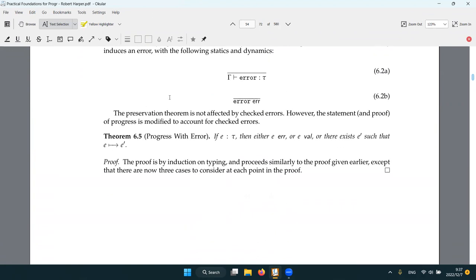And with all of that setup, we can state this theorem, which is our progress, but with the error case: for an expression, it is either a value, or a runtime error, or there exists an e-prime such that we can do a transition. And the proof is by induction again.